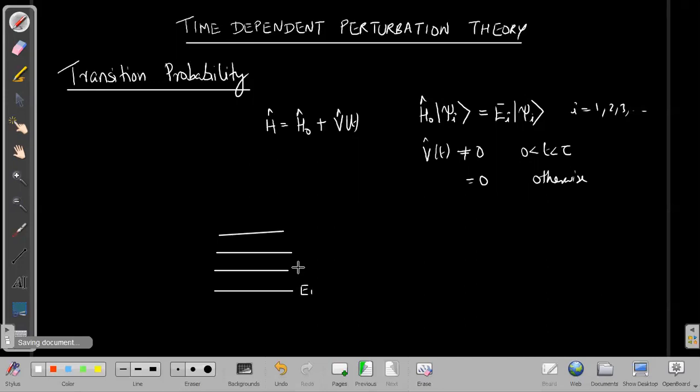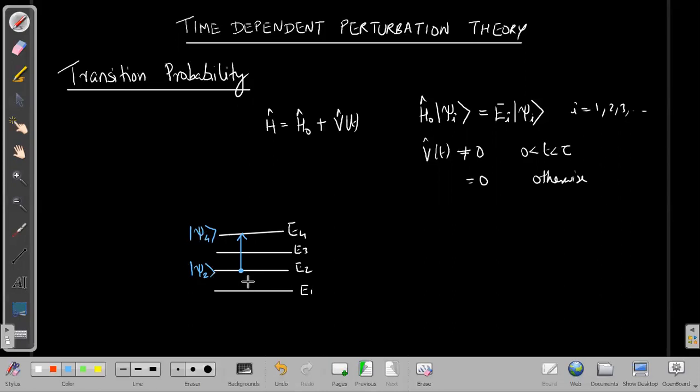Then on switching on this perturbation, what will happen to the state of the system? The system may undergo a transition. Suppose initially the system is in the state with energy E2, then it may go to some other energy level, probably E4. So the system may change from the state psi2 to the state psi4, and I can find out the probability for this transition.